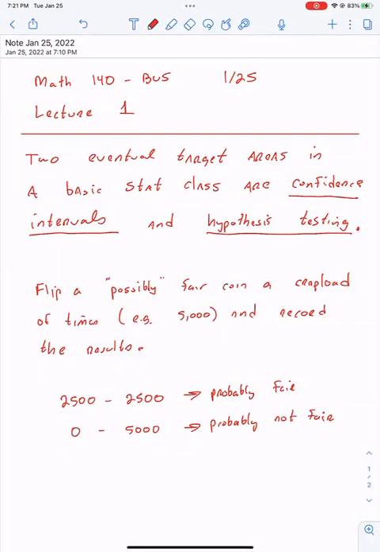Well, where exactly is the cutoff between probably fair and probably not fair? Would 2,000, 3,000 fall into the probably fair or probably not fair scenario? What do you think?